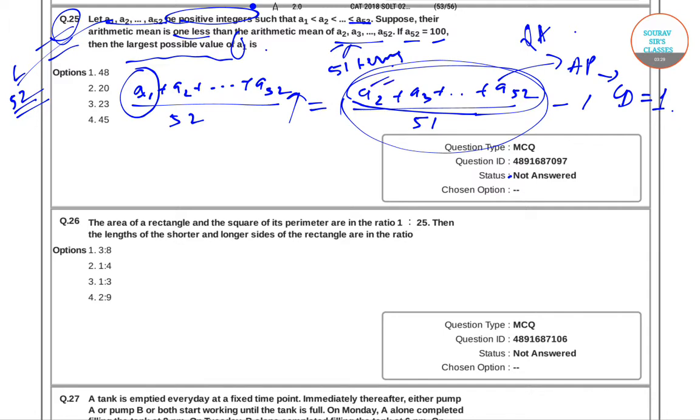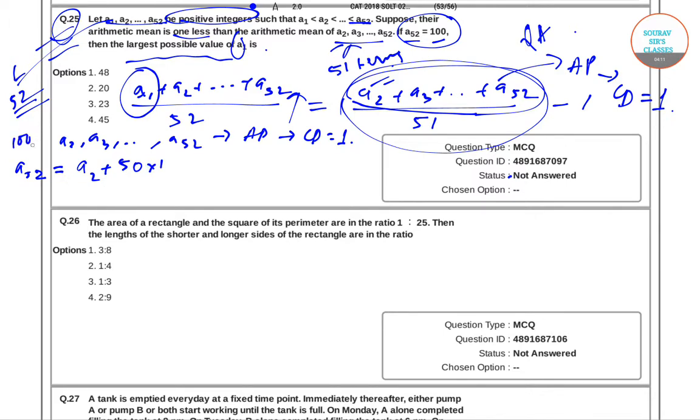Basically this means that a2, a3 up till a52 are in AP, which has a common difference of 1. An interesting fact is that we have already been given the value of a52. We can write a52 in terms of a2: since there are 51 terms, a52 will be a2 plus (51 minus 1) into the common difference. So this will be 50 into the common difference, which is 1, and a52, as we know, is equal to 100. That implies that a2 will be equal to 50.